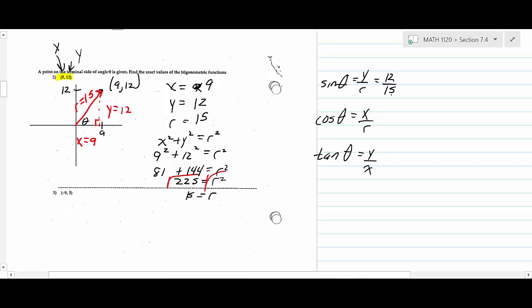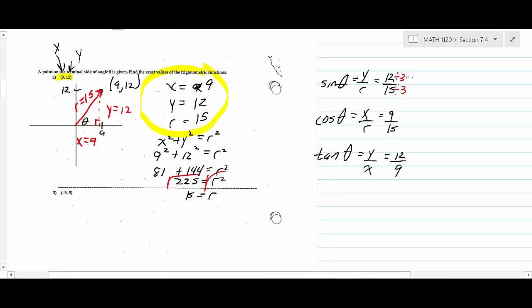So what is the sine? 12 over 15, right? We'll reduce it in a minute. What's the cosine? x over r, that's what? 9 over 15. What's the tangent? 12 over 9. Just plug in because I have everything written down here: x, y, and r. Then you're just going to reduce these fractions, which you can reduce in your head if you want to. You're really dividing by 3 over 3.